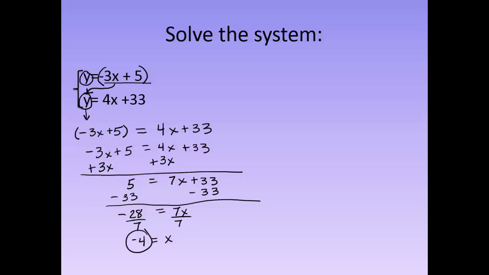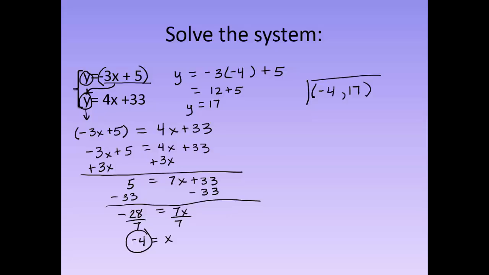So now I'm going to substitute that into one of the original equations. Let's just use that first equation. y equals negative 3 times x plus 5. And we think x is negative 4. So let's see what that makes. 12 plus 5. So it looks like y is 17. Let's write our answer as an ordered pair.